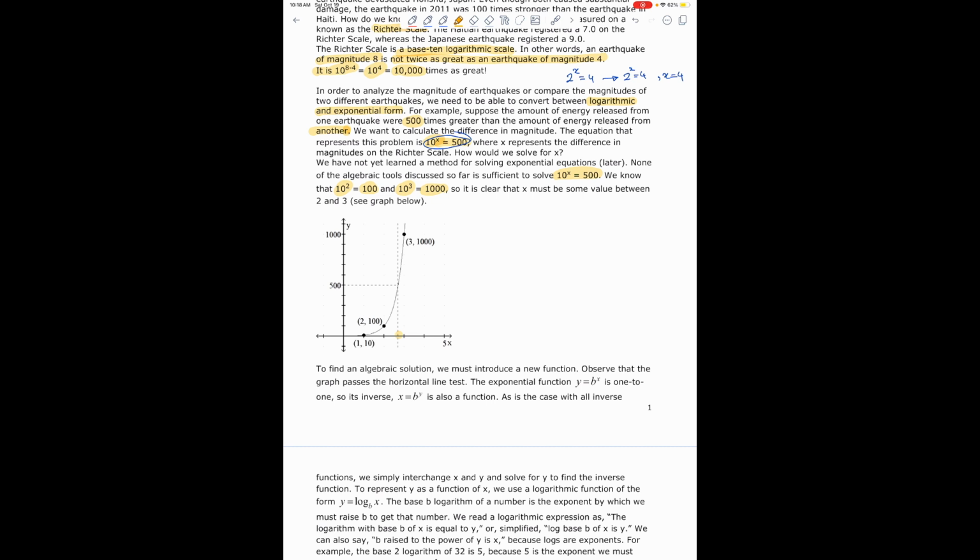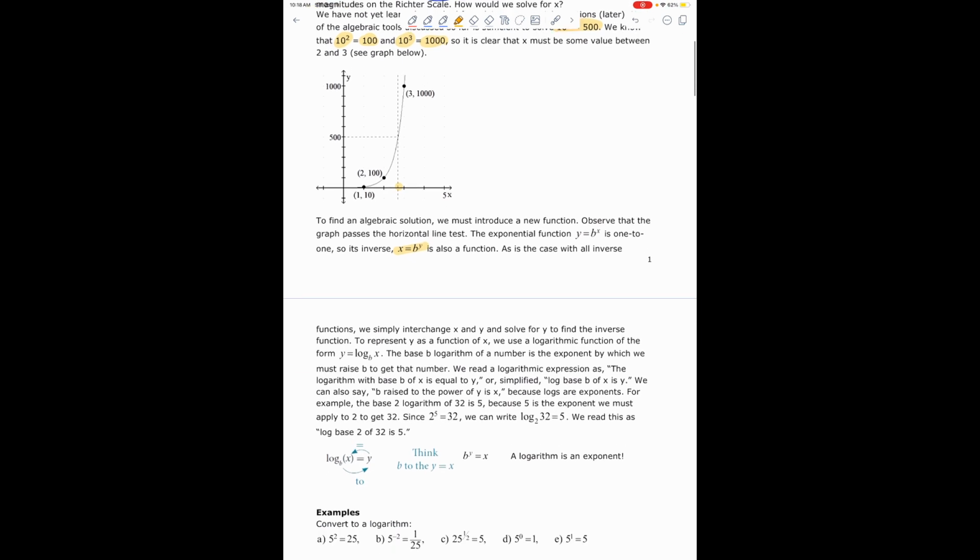Observe that the graph passes the horizontal line test, which means the exponential function y equals b to the x power is a 1-to-1 function. So its inverse, x equals b to the y power, is also a function. As in the case with all inverse functions, we simply interchange x and y and solve for y to find the inverse. To represent y as a function of x, we use a logarithmic function of the form y equals log base b of x.